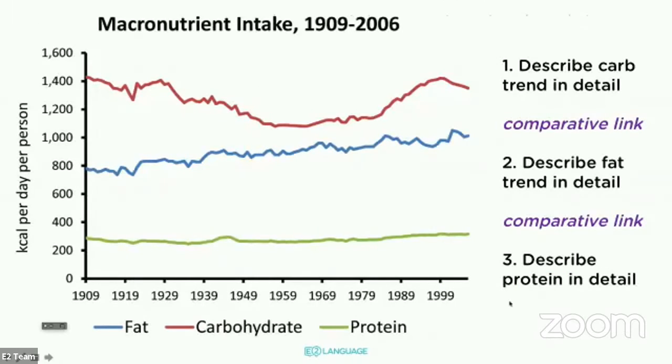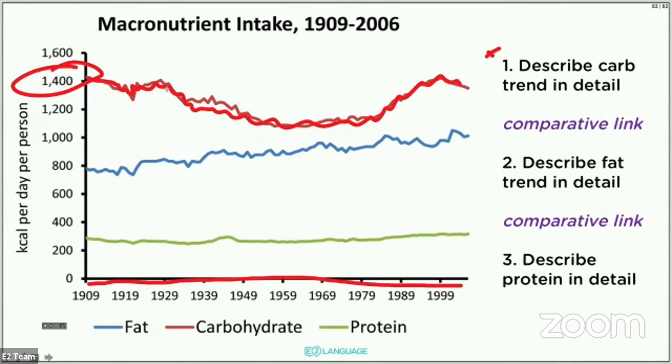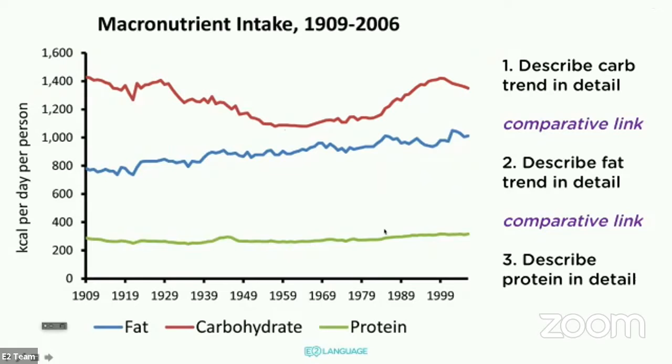Fine, so what have I done here? What I have done is this. I have described the carbohydrate trend this time in detail, okay? In detail, and I've used data from here. I've talked about kilocalories, and I've also used data from the x-axis. I've talked about the years, and I've said, okay, here it sort of started to decrease by 1929. Here it started to increase. So you've got to use your eyes to do that.